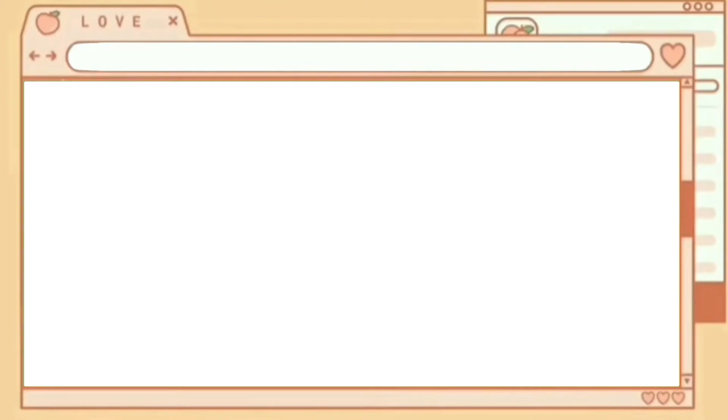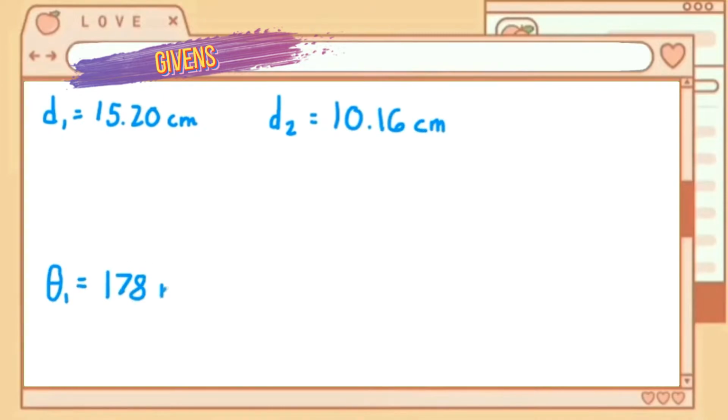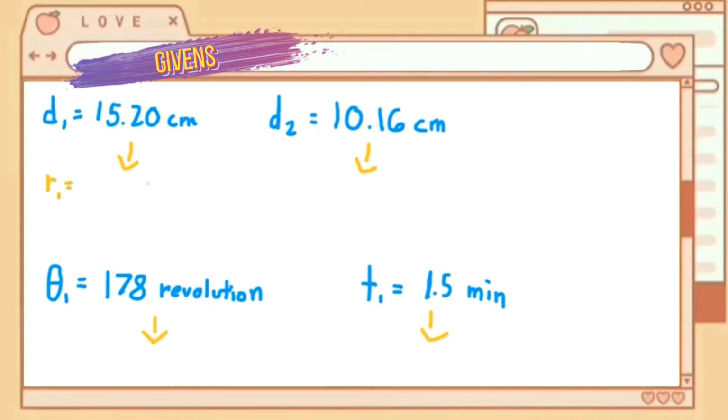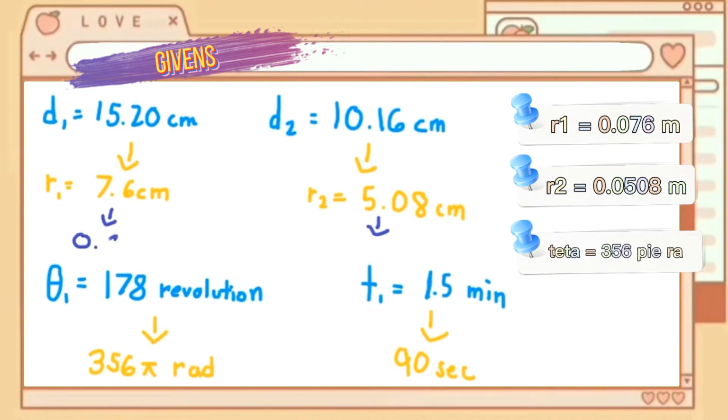To do this, first we need to determine the givens: a diameter of 15.20 cm and 10.16 cm for each of the respective pulleys, and the bigger pulley has a rotation of 178 times in 1.5 minutes. We need to also convert the givens to what is needed in the problem: dividing the given diameter by half to get the radius and converting it to meters. We have also converted the rotation of the bigger pulley into radians and the duration of the rotation into seconds.